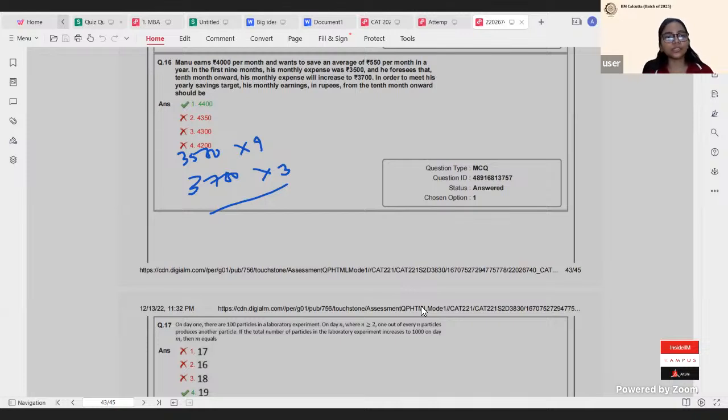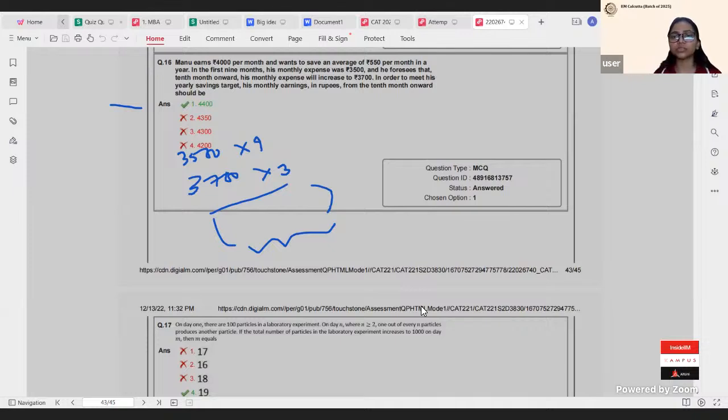Basically, since the earning for the first 9 months is around 4,000, this should be the actual earning in the ideal case. Ideal for the first 9 months is 4,000, that is 36,000.